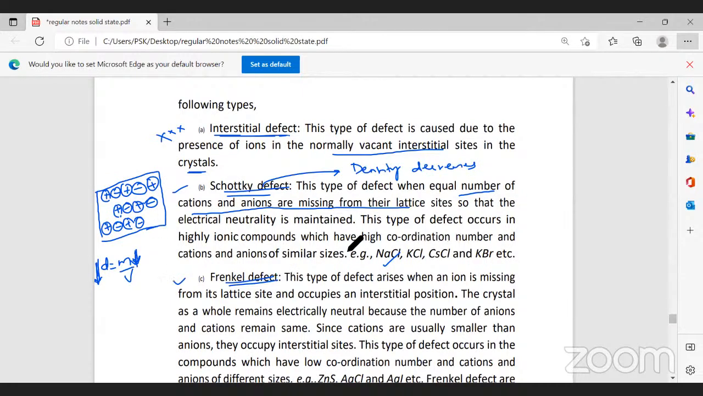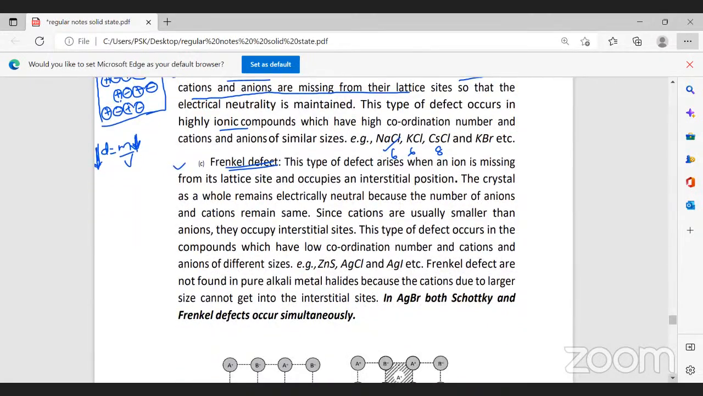So highly ionic compounds with high coordination numbers, like 6 and 8, exhibit Schottky defect. Sodium chloride has 6, potassium chloride has 6, cesium chloride has 8 coordination number. So higher coordination number compounds and highly ionic compounds exhibit Schottky defect. In Schottky defect, equal numbers of anions and cations will be missing from the lattice points. Did you understand this?